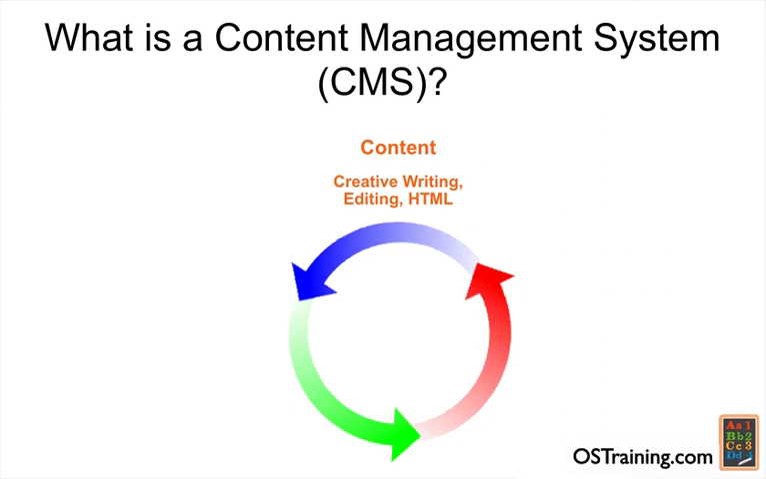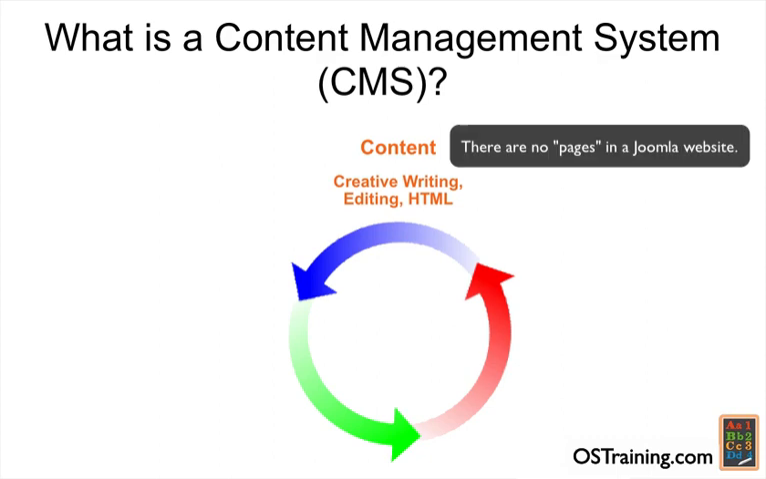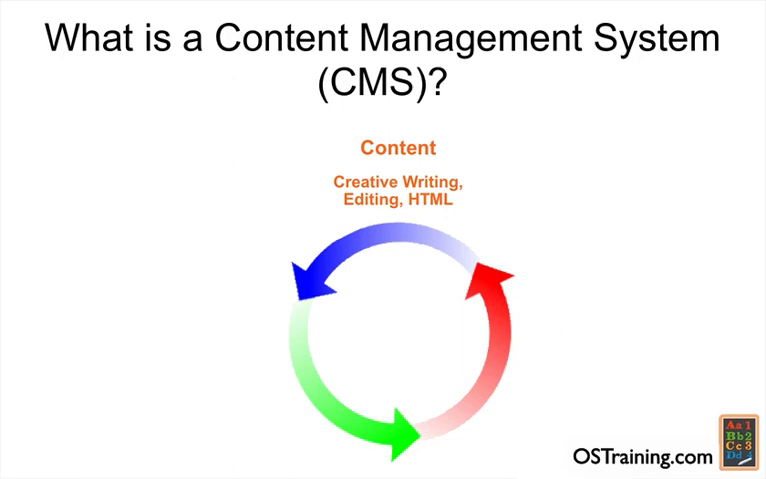A CMS splits all of your website into basically three different aspects or three different areas. First is content. It's what you put into your site. The creative writing, the editing, maybe some HTML, maybe some PHP, CSS, whatever goes into your content items, those are all stored in a database. You have to think of it like three almost separate entities instead of the old way of writing HTML where each page was constructed and was contained in a single file. There are no pages in a Joomla website. There are content items that are stored in a database.